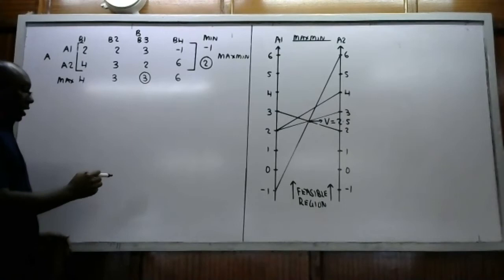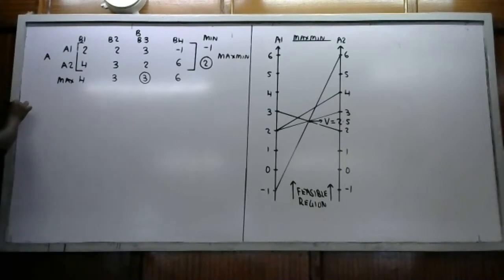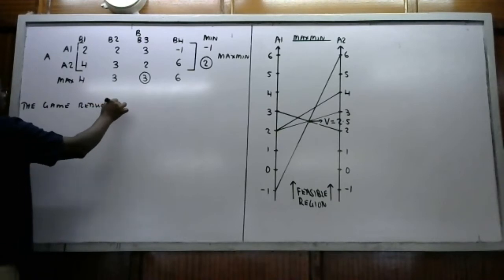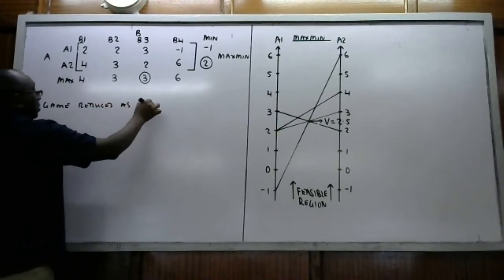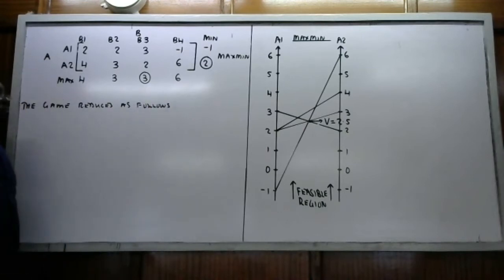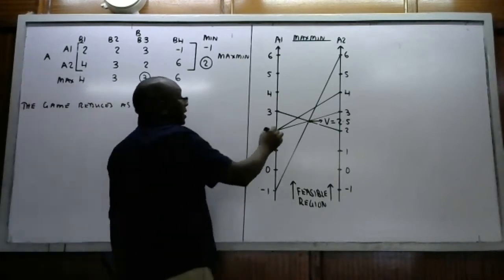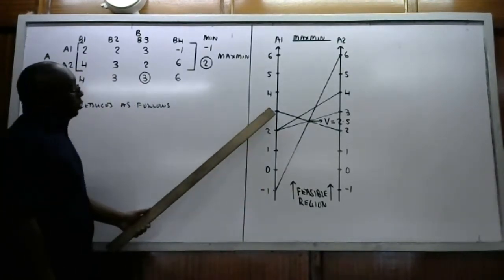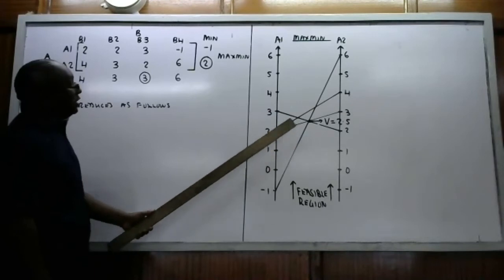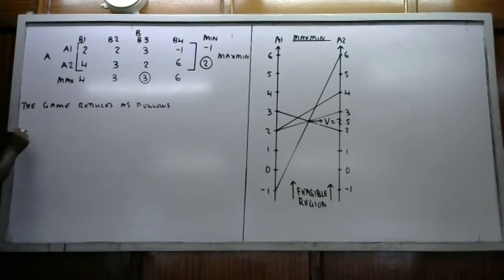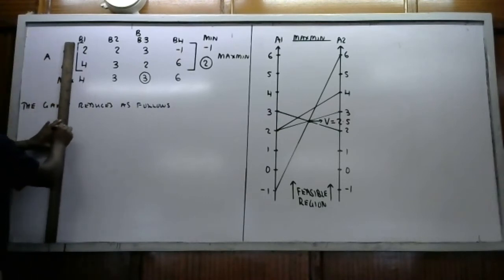Then down there you say the game reduces as follows. So you come and identify these 2 points, those 2 lines that make the corner. So we will begin at 2, 3. So 2, 3 and 3, 2. So it will look like this.